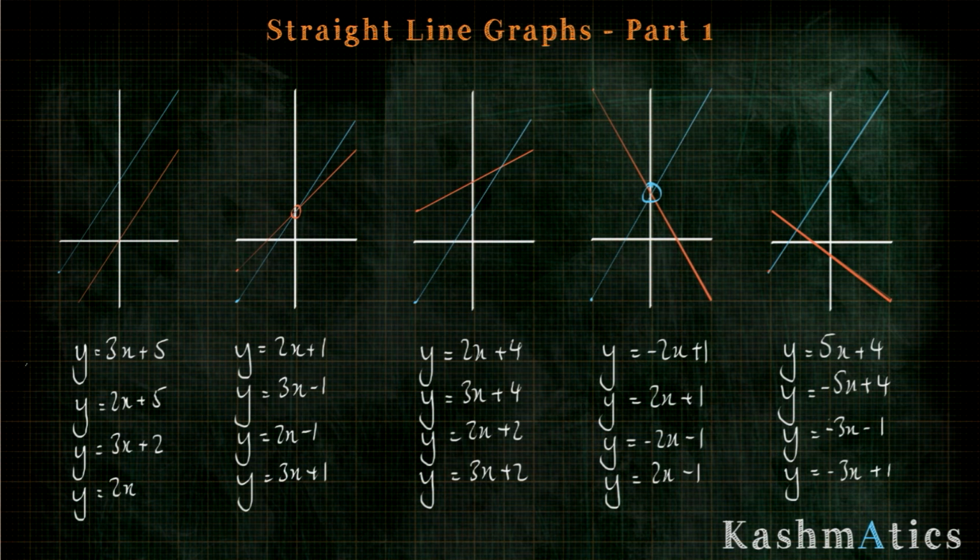Right, so let's have a look at this first set. The easiest line to consider here is the red line. We can see the red line is crossing at the origin, so right there. So we know there's not going to be a number at the end, and the only one without a number on the end is that one there. So that's got to be the red line.